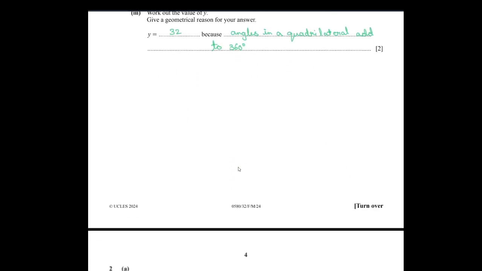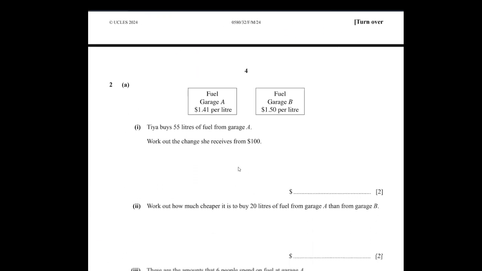So write down the answer 32 for y, because angles in a quadrilateral add to 360 degrees. Question number 1 is completed. Now question number 2.